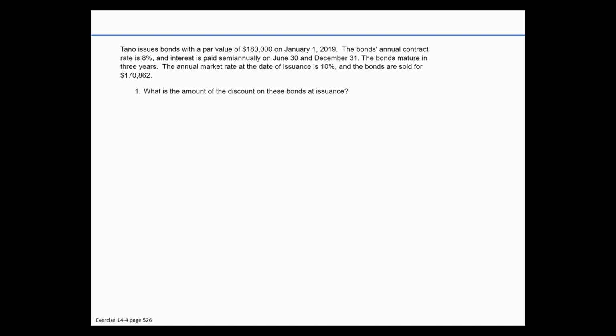$170,882. And so first of all, we need to figure out the amount of the discount at issuance. And so 180,000, we can subtract from that. That's the par value, 180,000.